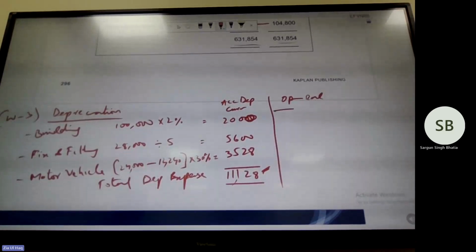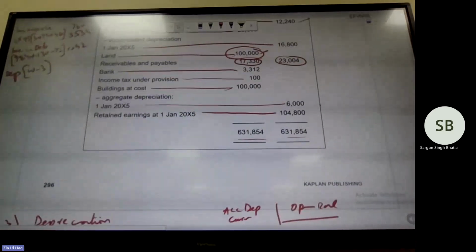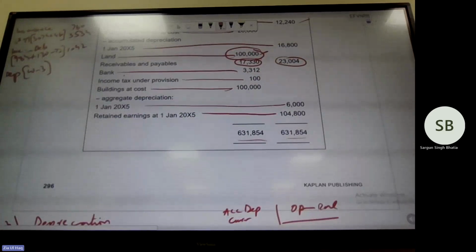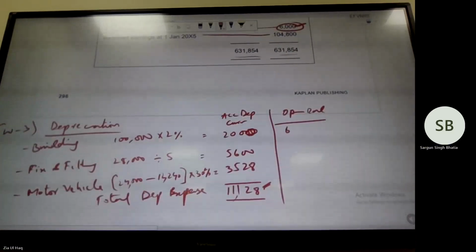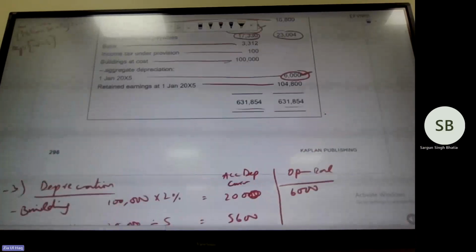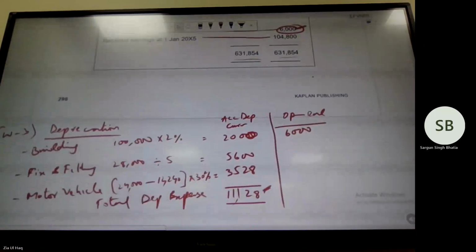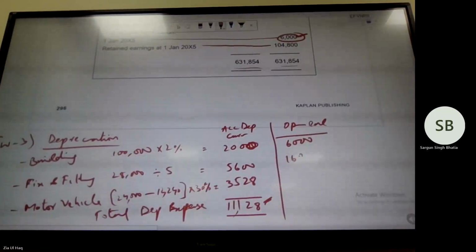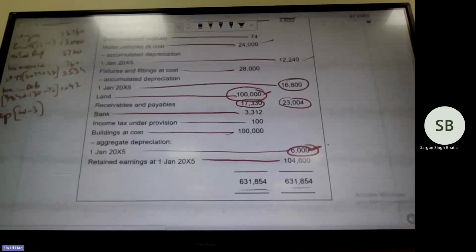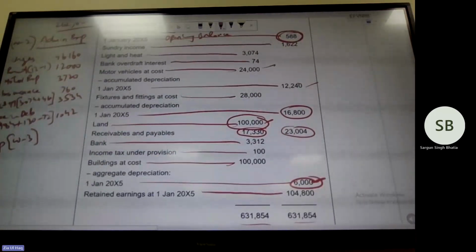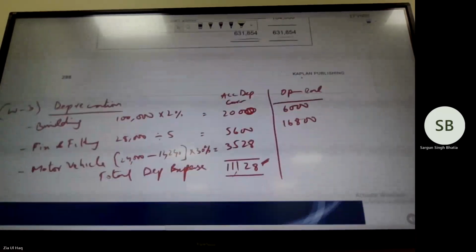We have opening balances as well. For building, we have opening balance of what? 6,000. Yes, sir. For fixture and fittings, we are having opening balance of 16,800. And for motor vehicle, we are having opening balance of 12,240.